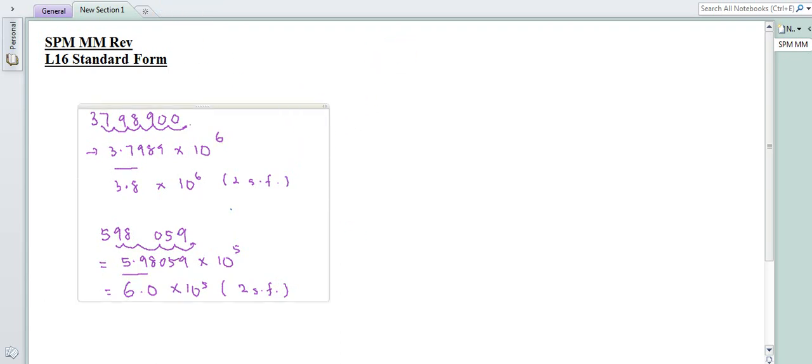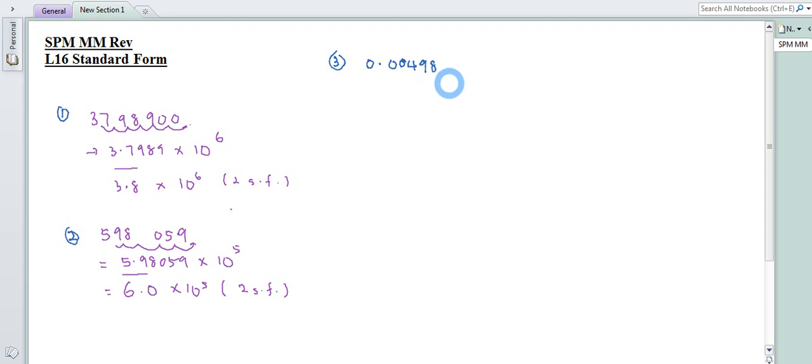Okay, we go to number 3. This is the first one, second, the third one. This time we go to a smaller number, 0.00 something, 000498. Okay, so I want you to correct these answers to two significant figures and also write in standard form. So first I change it to standard form, 4.98, 1, 2, 3, times 10 to the power of negative 3. Then I want two significant figures, 1, 2.